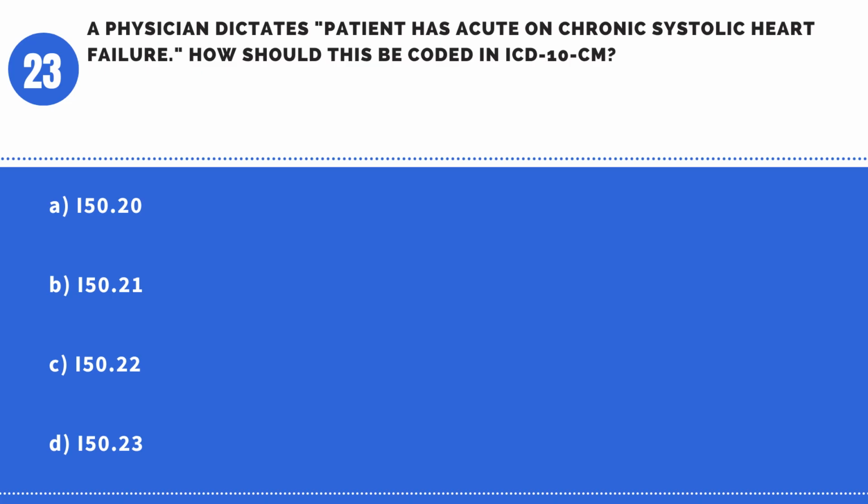Question 23. A physician dictates patient has acute on chronic systolic heart failure. How should this be coded in ICD-10-CM? A. I50.20. B. I50.21. C. I50.22. D. I50.23.